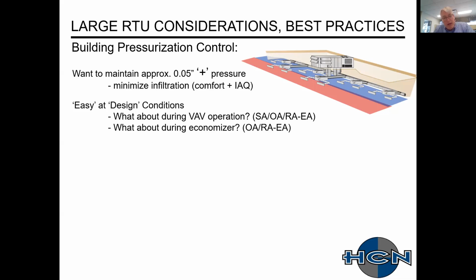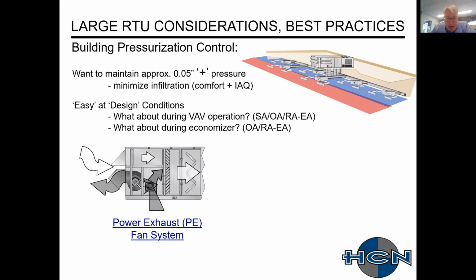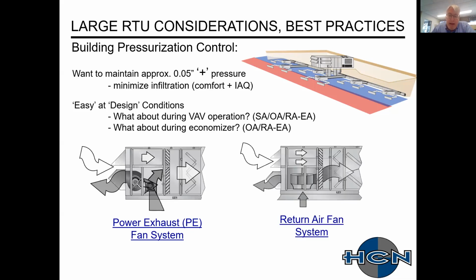And also too, when you have economizer where your outside air increases, this is also another situation where you have to be careful about building pressurization control. The two main methods to do this are with a power exhaust fan system or a return air fan system. Typically, because of the size of these units and the size of the airflow, you typically can't use barometric relief systems for these large rooftop units.